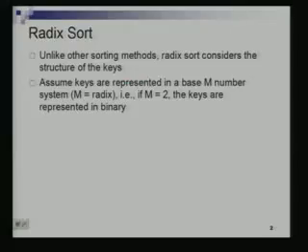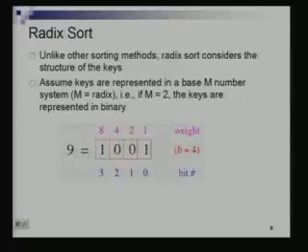But in radix sort, we are going to look at the key itself that we are trying to sort, the collection of keys. So we are going to assume that the keys are represented in some base m number system, and m is called the radix. If m equals 2, then the keys are essentially in binary, base 2. So this could be an example: 9 is 1001 in binary, and we are going to use this representation of 9 to do the sorting for us.